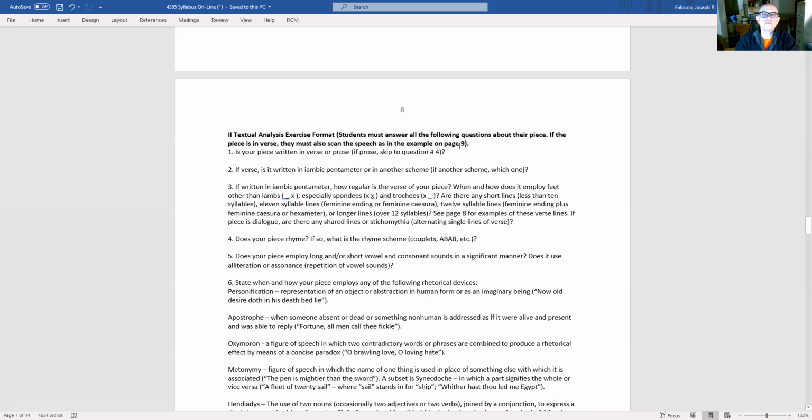So what I ask here in the syllabus is: is your piece written in verse or prose? If prose, skip to question 4. So if your piece is prose, you don't have to bother with scansion. So prose pieces are much easier. So students sometimes try to convince me that their pieces are prose when they're actually verse. So how do we know? How do we know whether something is verse or prose?